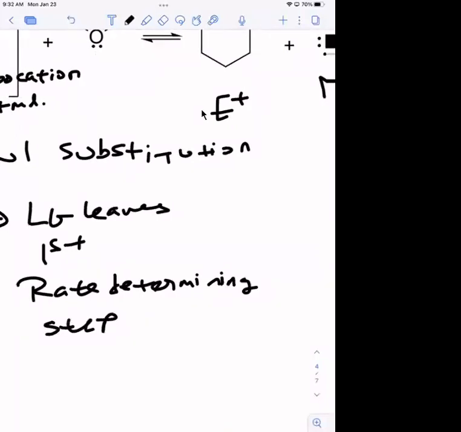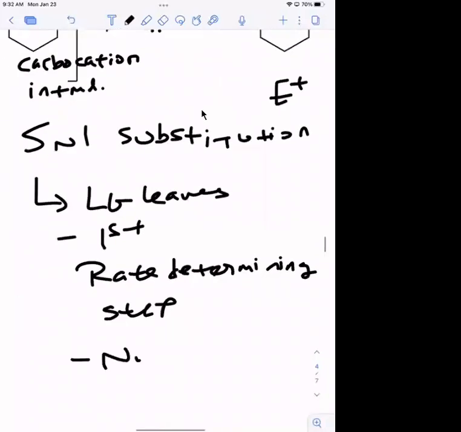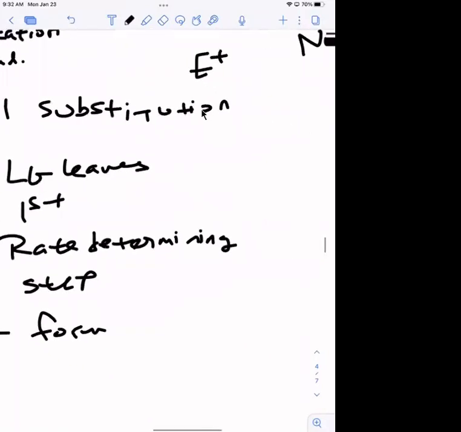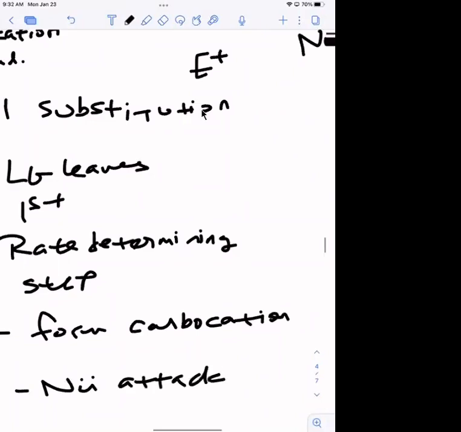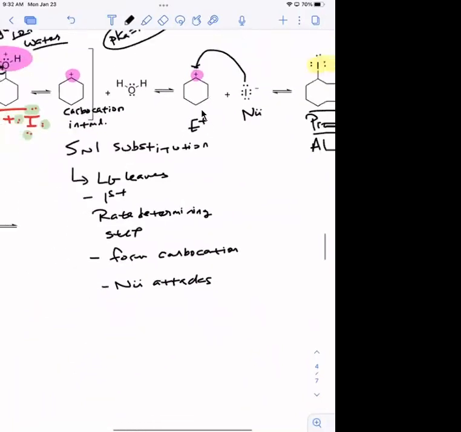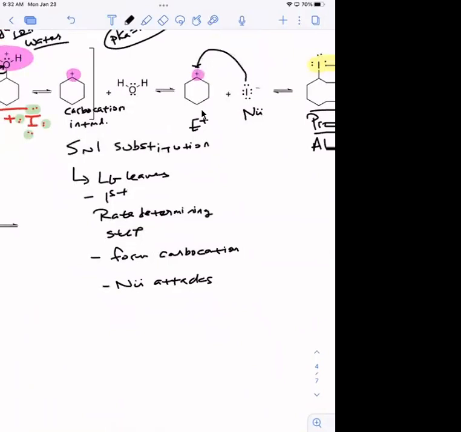Right, and then you form a carbocation, and then the nucleophile attacks. Right, those are the steps that happen in the SN1. So you're always going to have this carbocation intermediate before your nucleophile attacks. All right, so it is a SN1.